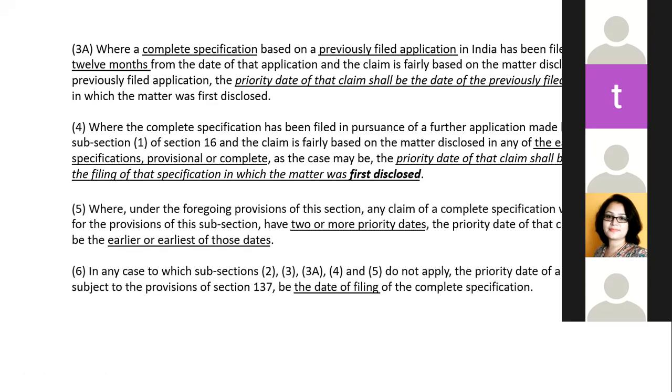Where under the foregoing provisions of this section, any claim of a complete specification would, but for the provision of this subsection, have 2 or more priority dates, the priority date of that claim shall be the earlier or earliest of those dates.